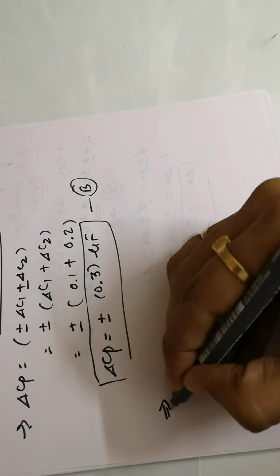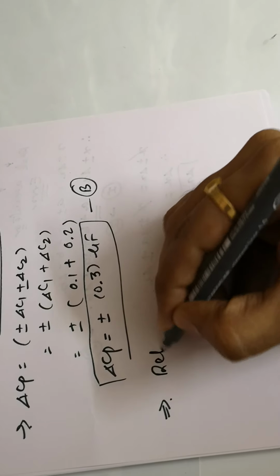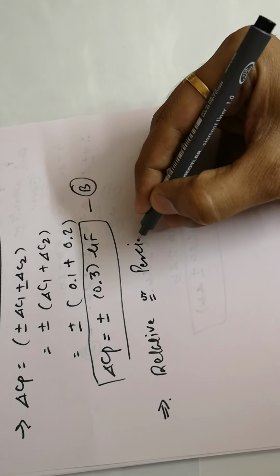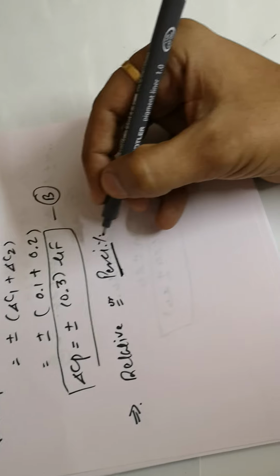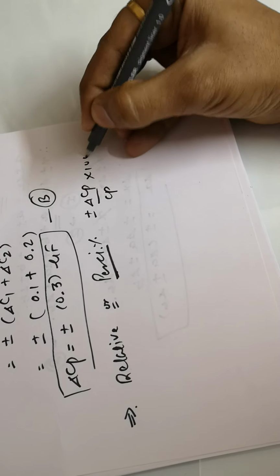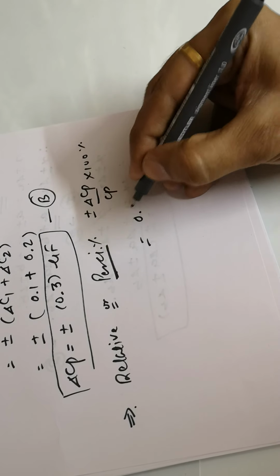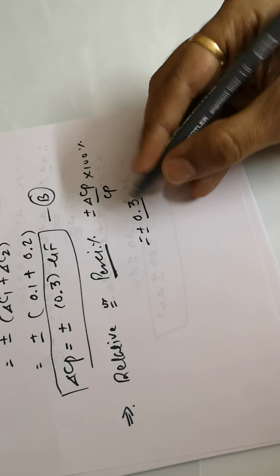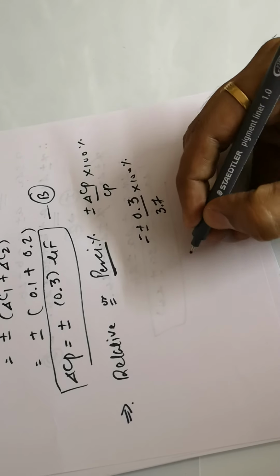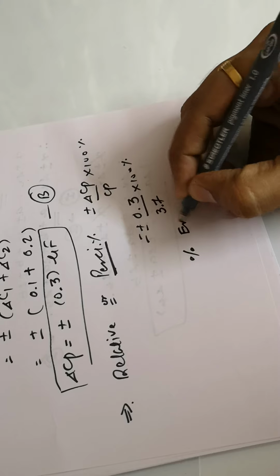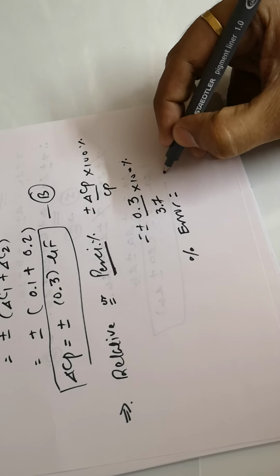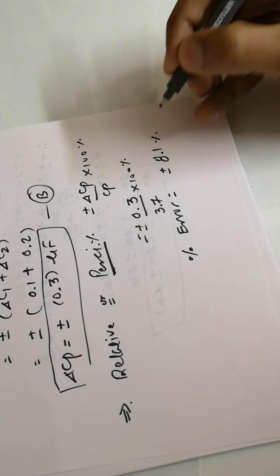I want to mention it in terms of our relative, or then we have percentile. So I'm mentioning that plus or minus delta CP divided by CP multiplied by 100%. Delta CP I got is 0.3, and for the CP it is 3.7, multiplied by 100%. So I can get the percentile error for my capacitor equal to plus or minus 8.1 percent.